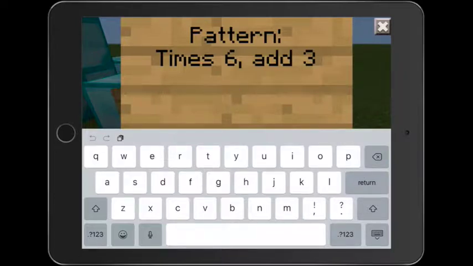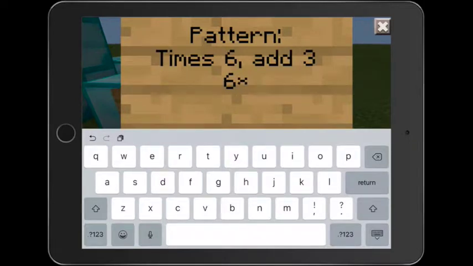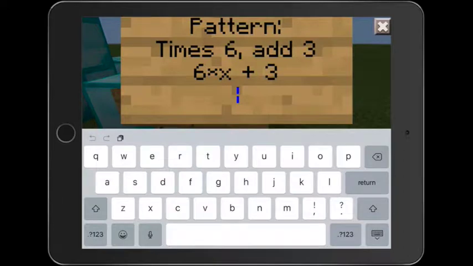Well, what if I said it was... I forgot how I said it last time. I remember now. 6 times x, because that's the times 6 part. And then I'm going to add 3 more. Well, how do I say that in math? Add 3. Remember again, there's a better way to write this, because this looks like 6xx.